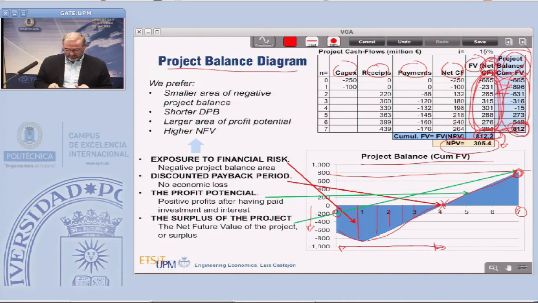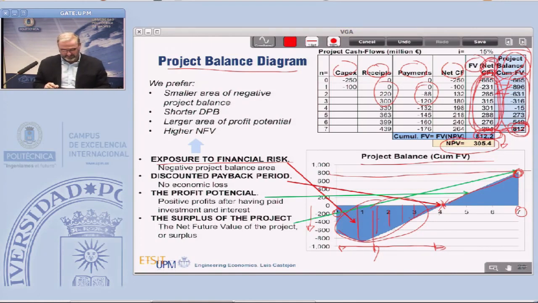And then, what does the negative area reflect? The exposure to financial risk. So on those years, from year 0, 1, 2, 3, and 4, this project has serious financial risk, because any problem with the cash flows, the receipts or the payments, will cause a deeper negative cash flow. So this is important.